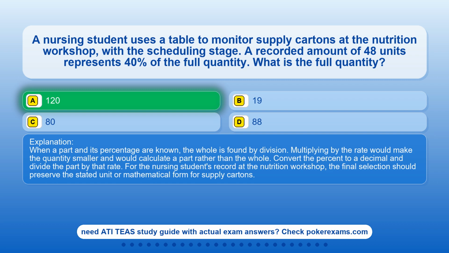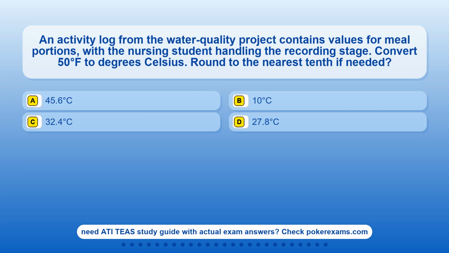For the nursing student's record at the nutrition workshop, the final selection should preserve the stated unit or mathematical form for supply cartons. Question 21. An activity log from the water-quality project contains values for meal portions, with the nursing student handling the recording stage. Convert 50 degrees Fahrenheit to degrees Celsius. Round to the nearest tenth if needed.